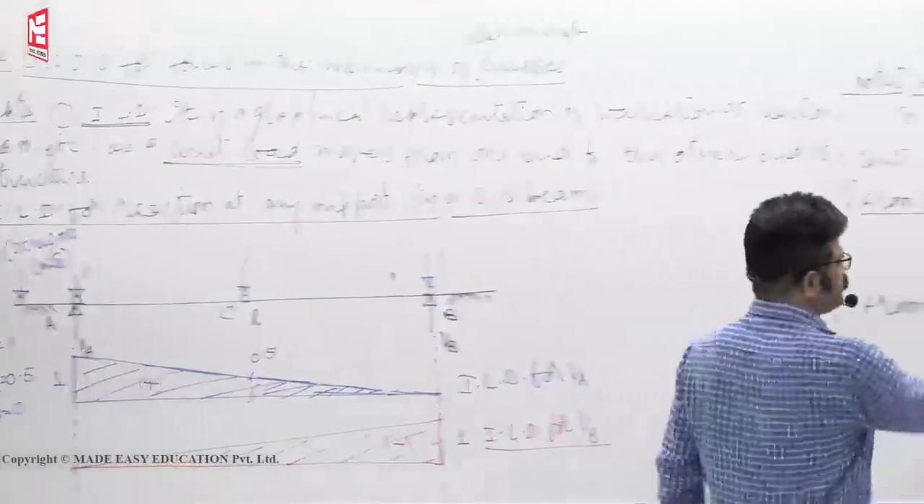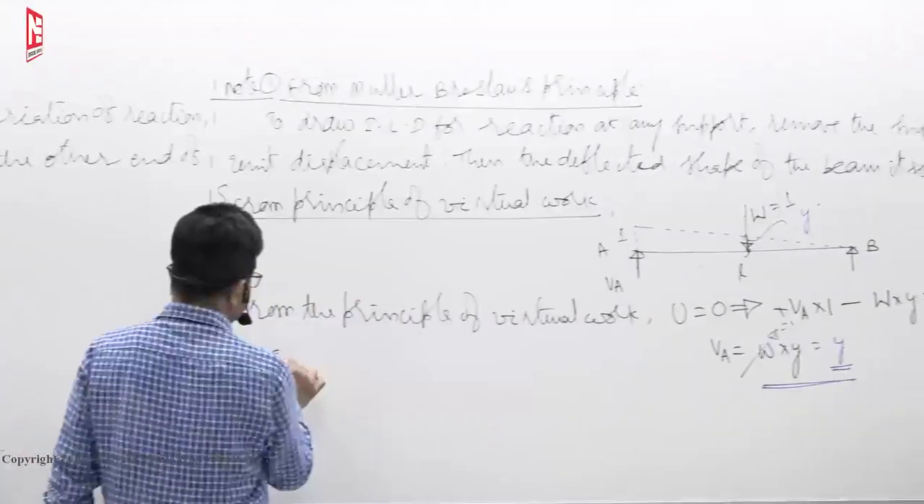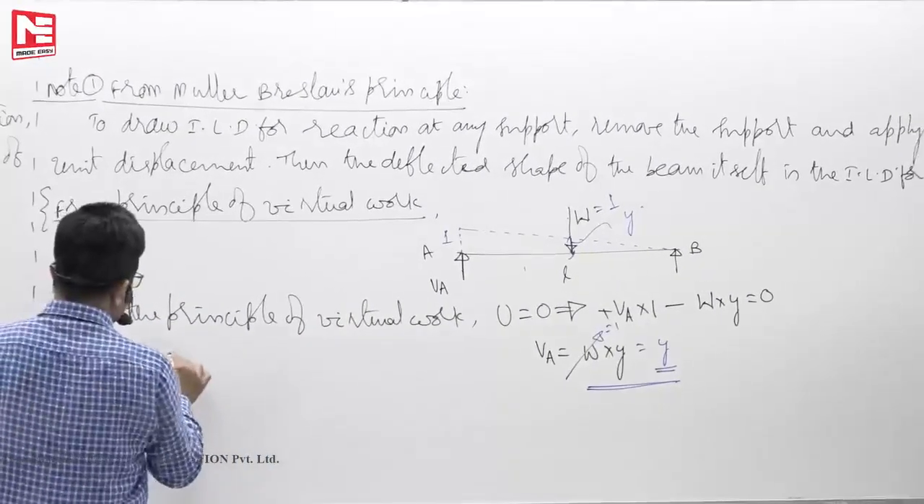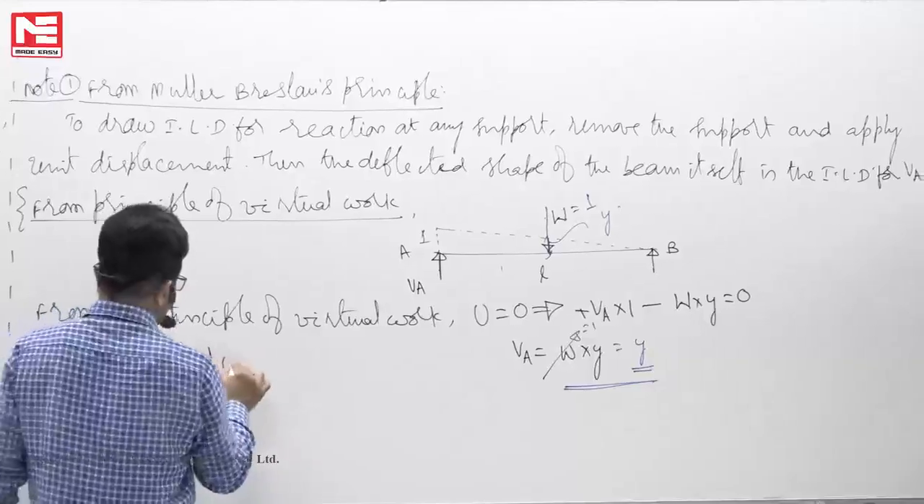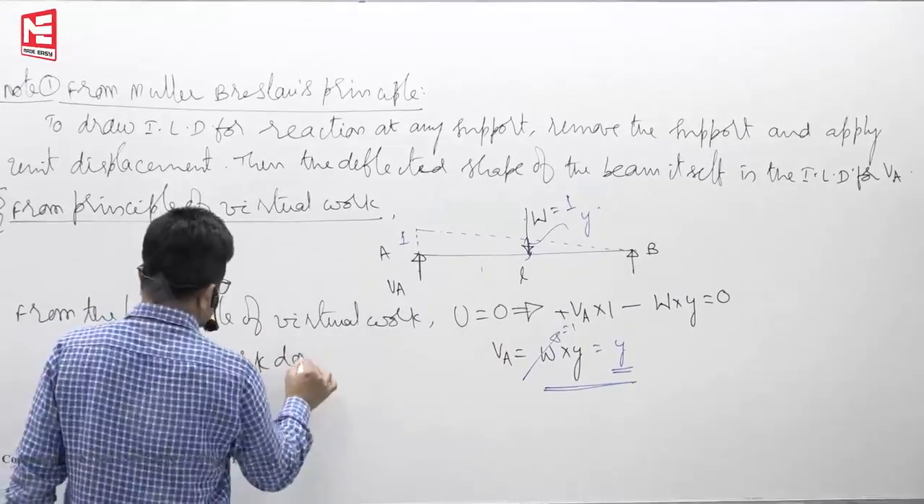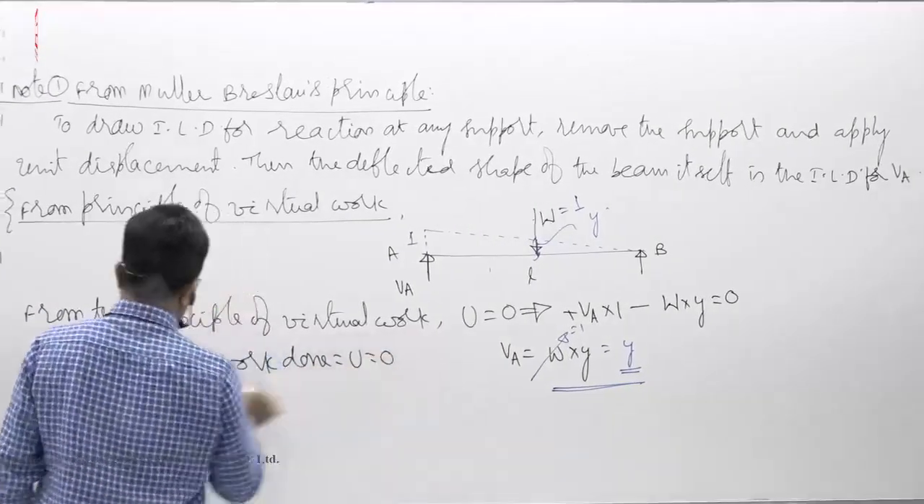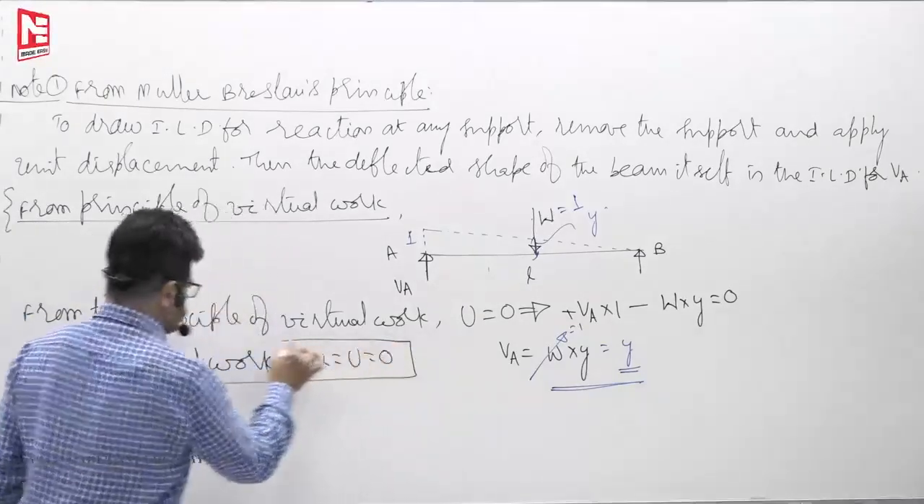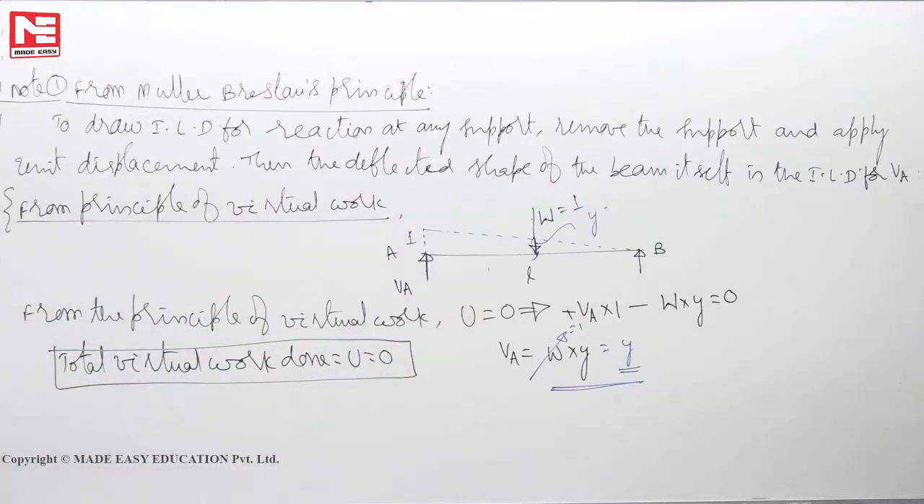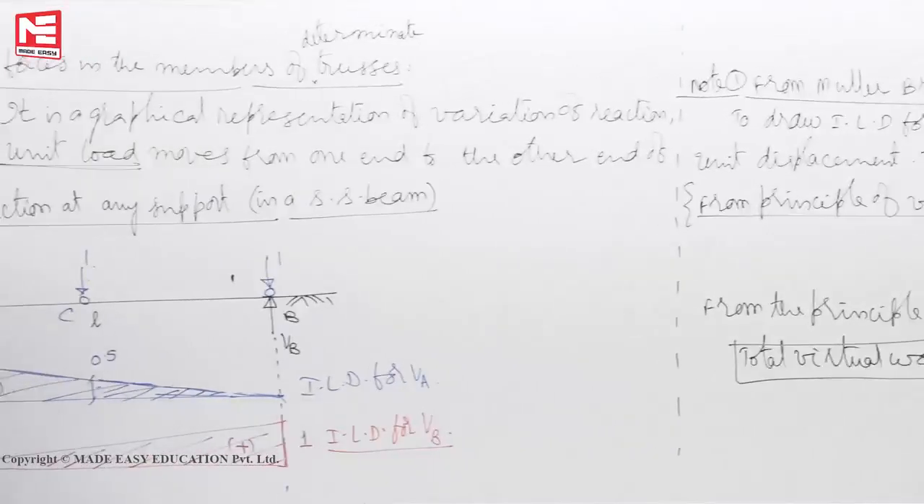This U means the principle of virtual work, means the total virtual work done. This is the principle of virtual work. Okay, so the ILD for VA and the ILD for VB we have drawn.